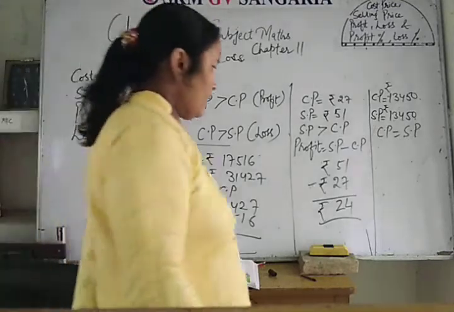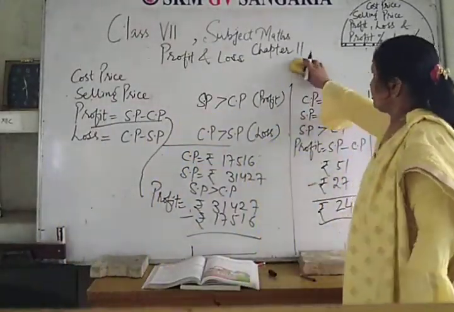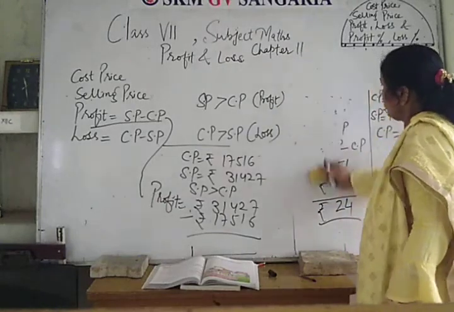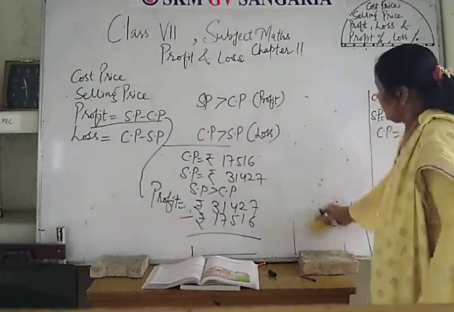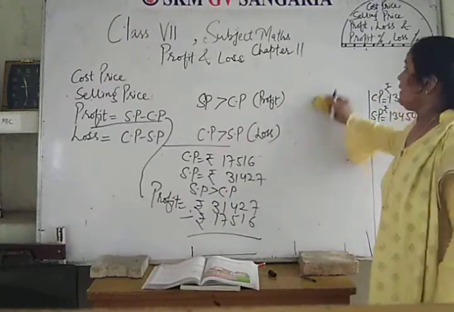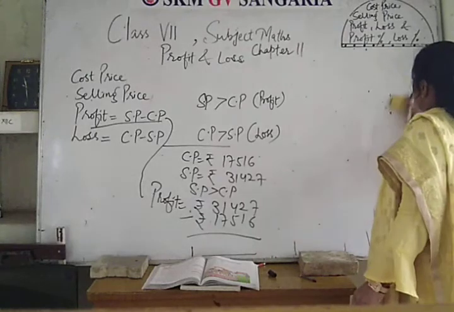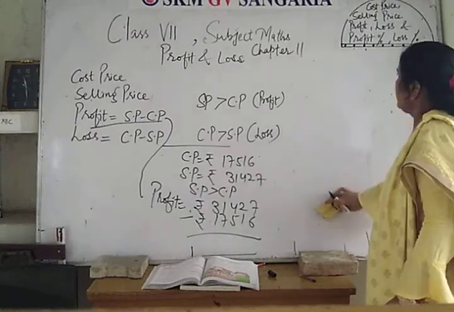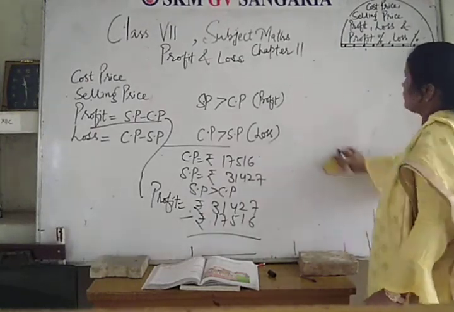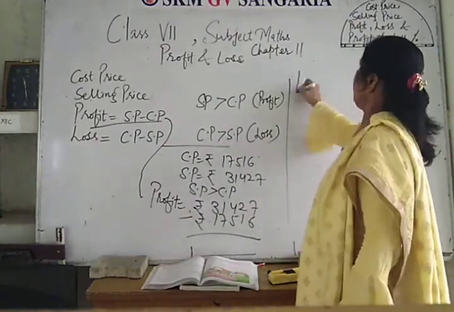Then profit percentage is calculated with this formula. Profit percentage is equal to profit divided by cost price into 100%. Cost price is always taken as denominator.